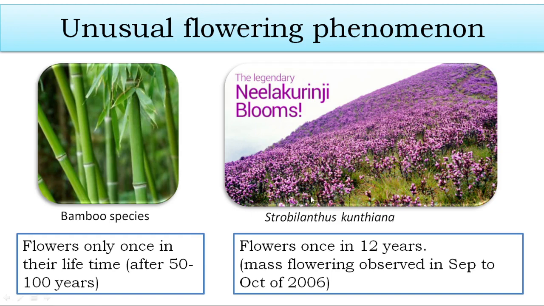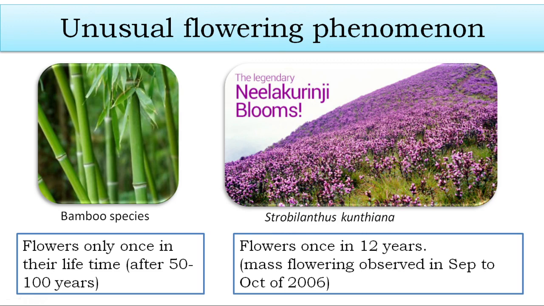Now there is another important example which is called neelakuranji. Right? So neelakuranji, its botanical name is Strobilanthus kunthiana. Right? Strobilanthus kunthiana or neelakuranji blooms once in every 12 years.